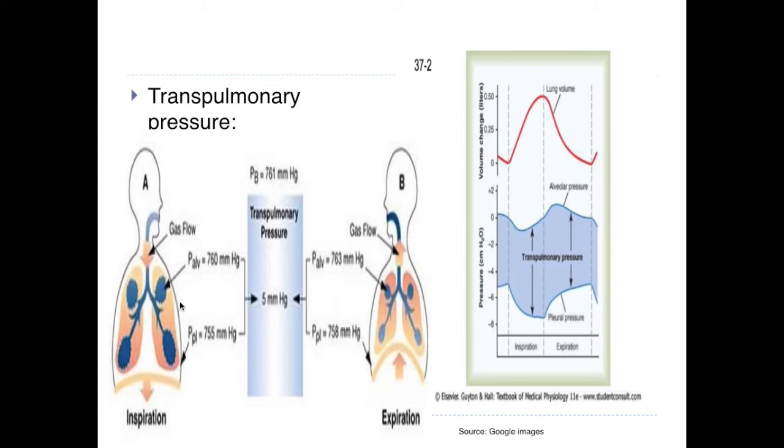So these are the different pressure changes as well as volume changes in the lungs during the respiratory cycle.